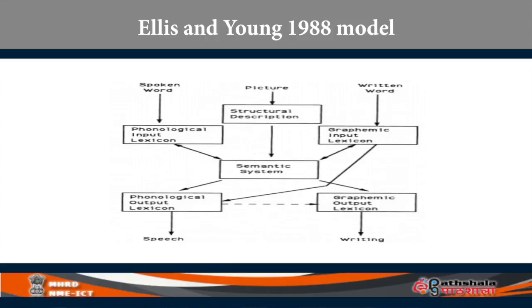Suppose you are asked to name a picture, the spoken word goes into phonological input lexicon and reaches the semantic system. Suppose you are asked to write the name of a word, you go into graphemic input lexicon, and then the information goes into semantic system to get to the meaning. Once the meaning is grasped, then contact is made with phonological output lexicon if you have to speak about it, graphemic output lexicon if you have to write about it.